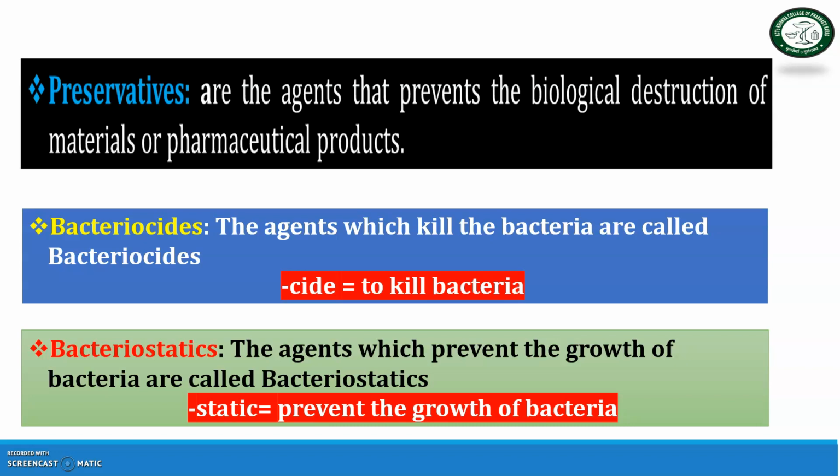Next, bactericides. The agents which kill bacteria are called bactericides. The suffix is CIDE, and CIDE indicates to kill, whereas bacteriostatics means the agents which prevent the growth of bacteria. Static means preventing the growth of bacteria. So these are the six very important definitions in antiseptic and disinfectant.